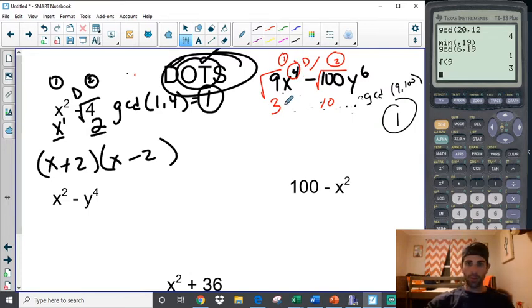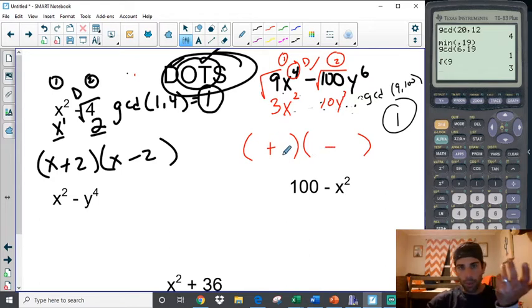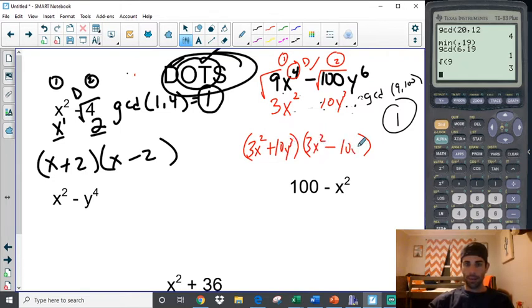Anybody remember what you're supposed to do with exponents? Divide by 2. Can you do 4 divided by 2? Sure can. Can you do 6 divided by 2? Sure can. So it's 3x2, 10y3. That's the answer. 2 parentheses, 1 with a plus, 1 with a minus, or minus and plus. I don't care. So here's 3x2 plus 10y3, 3x2 minus 10y3. Bam. Done.